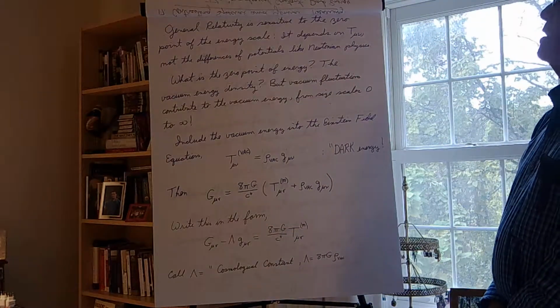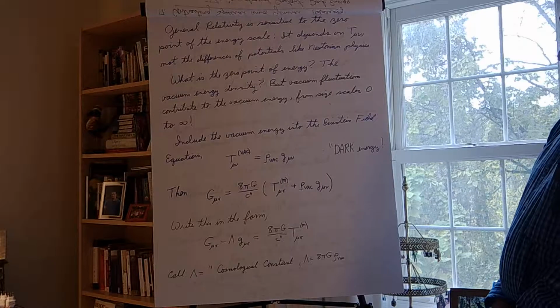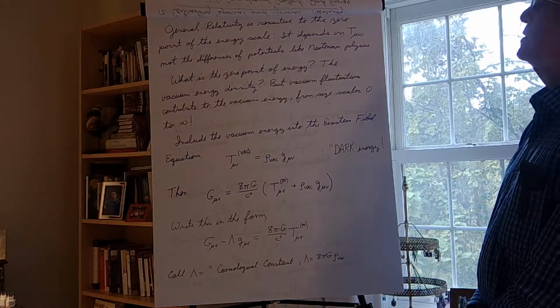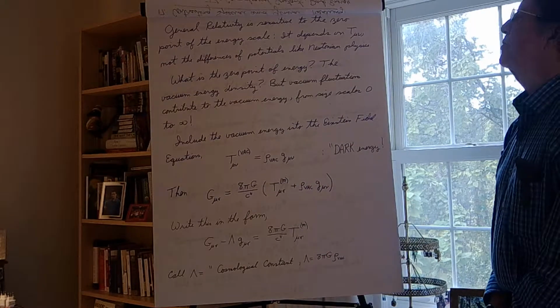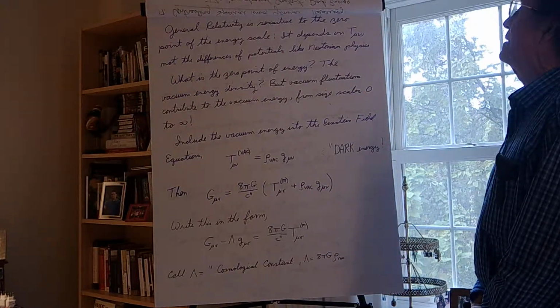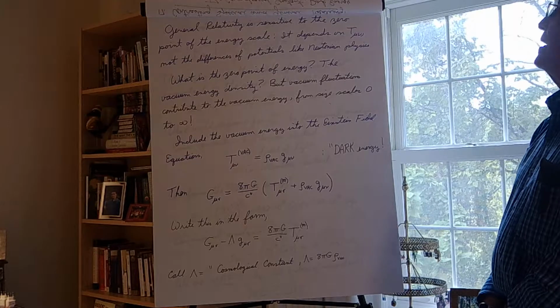Now, there was something about general relativity. It's very special. That general relativity is sensitive to the 0 point of the energy scale. Okay, we didn't discuss this as we were flying through it. Okay, we introduced the energy momentum tensor.